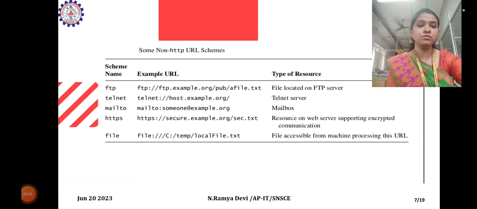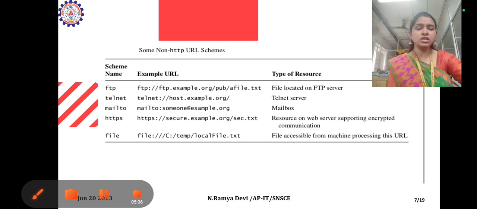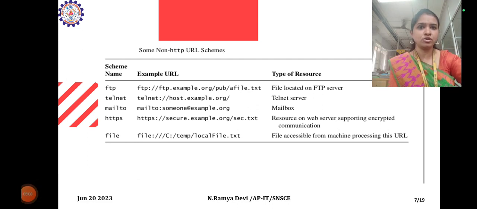followed by the mailbox we are mailing to, and then HTTPS is for delivering HTTP in a secured manner, which is basically encrypted communication. And then file is used for the file protocol, and we have to give the exact location, and here the file can be accessed from the machine processing this URL.